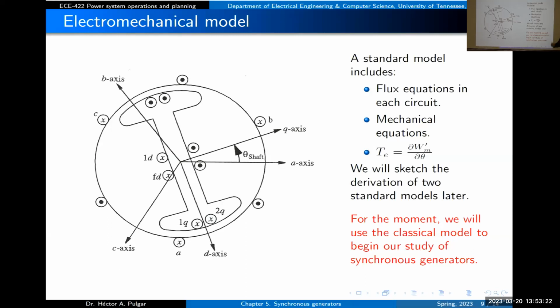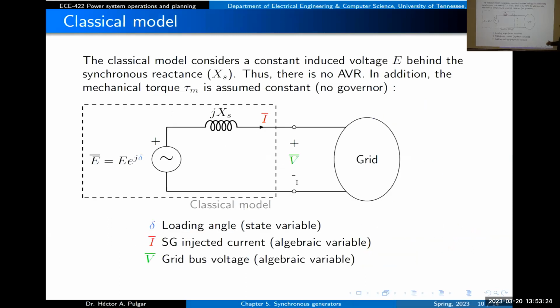Even though we had our first discussion of what the physical description of the machine will be, we focused at that moment on the classical representation. So the classical representation has this structure. We will have an internal induced voltage with a fixed magnitude. That magnitude can change if we change the flux in the field winding. How do we change the flux? By increasing the DC current in the field winding. If we do that, the flux will increase, and the induced voltage will increase. But we are assuming all over this chapter that this is fixed.